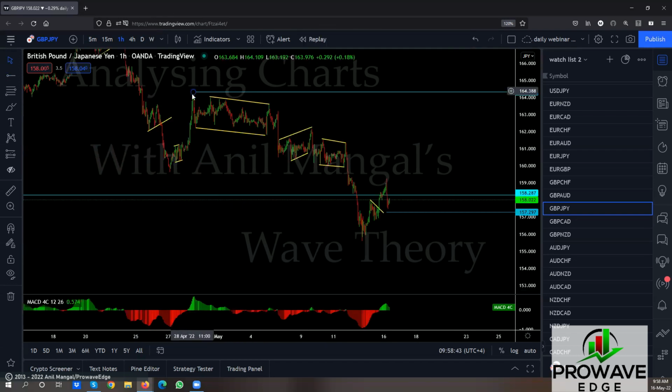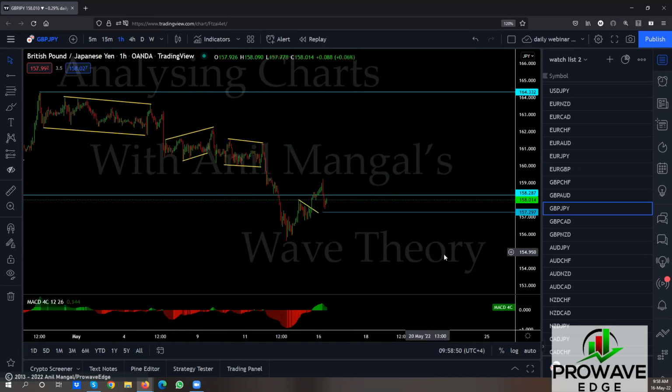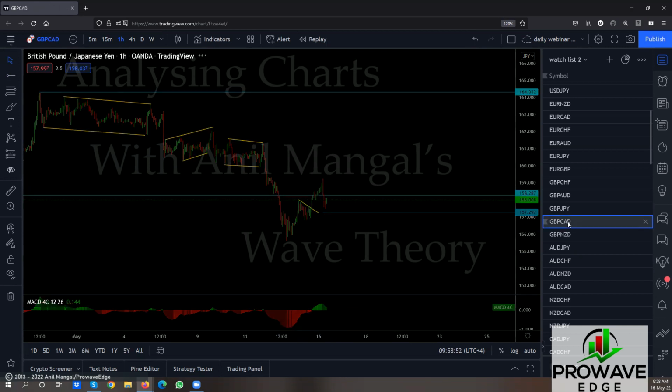This one didn't literally go up in a straight line. There was a flat here. This had a small one here too. So we'll see. I think mostly downside we're looking for. We're looking for the sell setup.